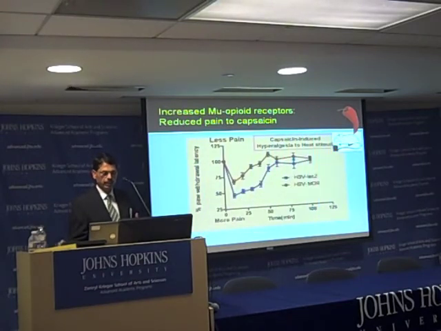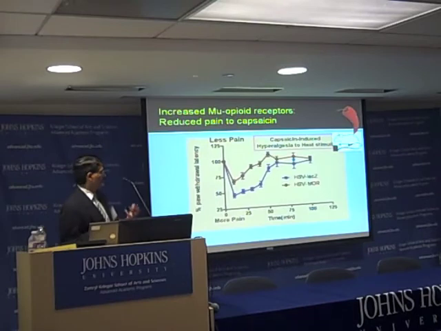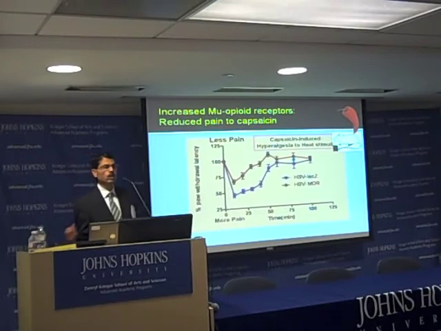And not only was the behavior to the acute administration of capsaicin reduced, but also the hyperalgesia to, in this case, heat stimuli was less in these mu-opioid receptor viral vector treated animals compared to control animals. So we could reduce the pain to capsaicin, and we could also reduce the hyperalgesia associated with the capsaicin.